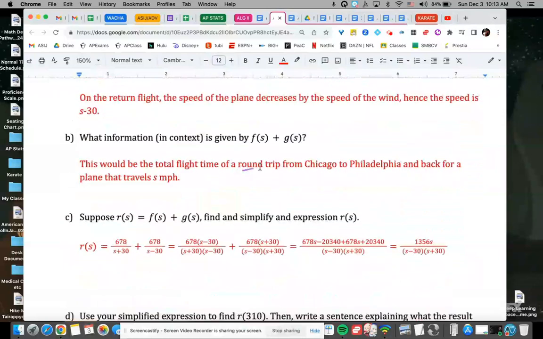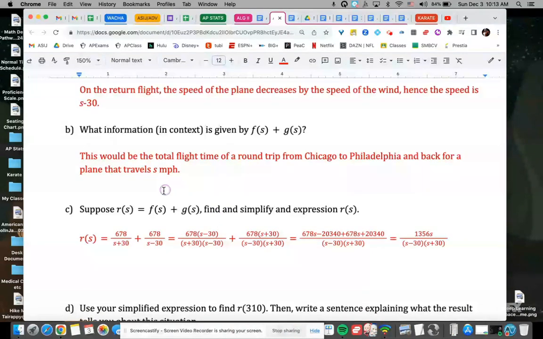Okay, when I add those together, what's that giving you? Well, this is the time it took to go one way. This is the time it took to go the other way. So if you add those together, you're going to say the time going one way plus the time coming back. That's like a round trip, right? So that's the round trip from Chicago to Philadelphia and back.